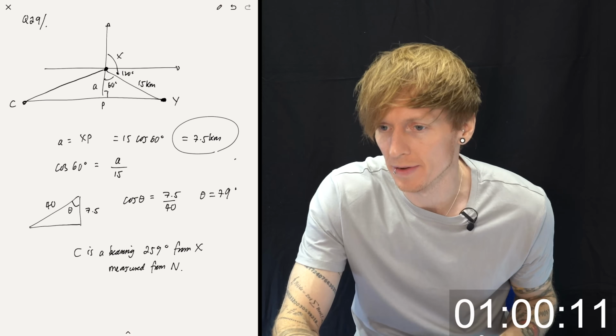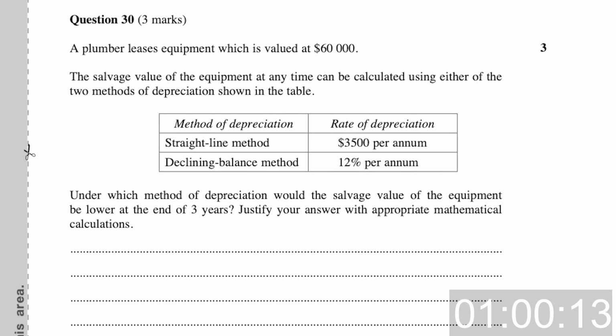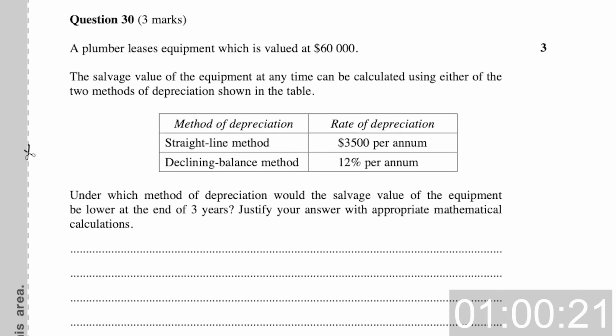Question 31. Nope, getting ahead of myself. Question 30. Thought it was the last one. I know that 31's the last one. Nearly there, Tom. Okay, plumber leases equipment, which is valued at $60,000. Great. Let's write that down.